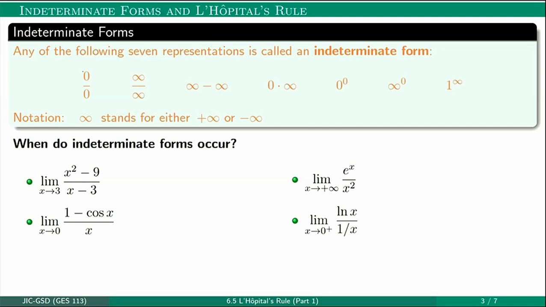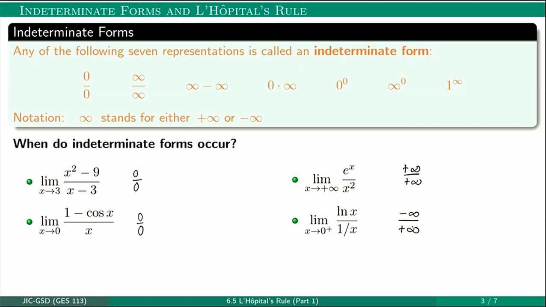For example, if you are taking the limit of x squared minus 9 over x minus 3 as x approaches 3, initial substitution will give you a 0 over 0. In the second case, you can verify this one, that this will also be a 0 over 0. The third case, see here that x is growing bigger and bigger, so the numerator grows bigger and bigger, and the denominator also grows bigger and bigger. The last case, we have the limit as x approaches 0 from the right. Now ln of x goes to minus infinity, while 1 over x goes to positive infinity.